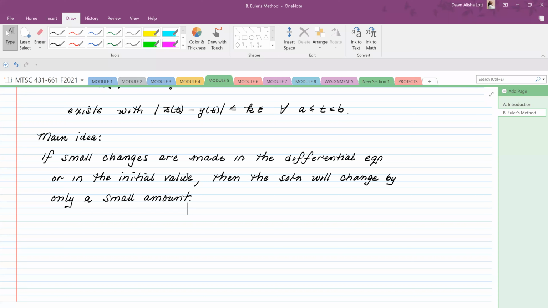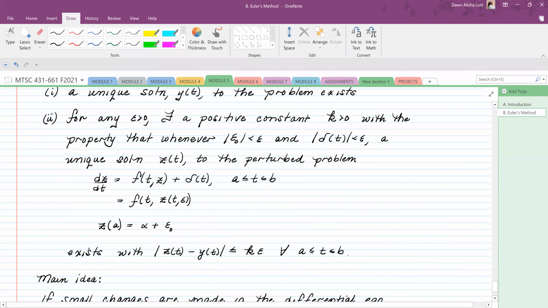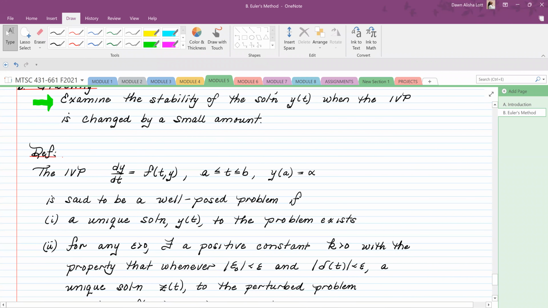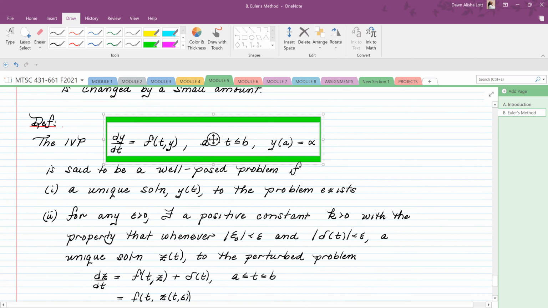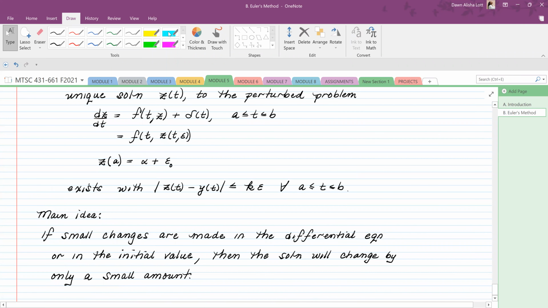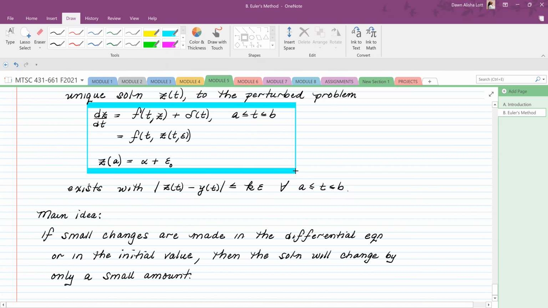All right, so we already have our initial problem. Our initial problem is the initial IVP. So here's the initial IVP. All right. So there's the initial value problem. Here's the perturbed problem. Okay, so we have two solutions, two problems.